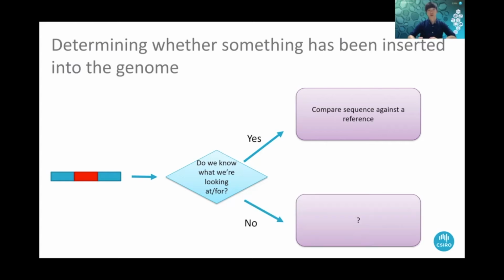But what if we don't know what we're looking at, or we don't know what we're looking for? In other words, what if we don't know anything about the host sequence or the inserted sequence, and hence we have no reference sequence or no known inserted sequence to compare against? Also, we don't know the location of the insertion.